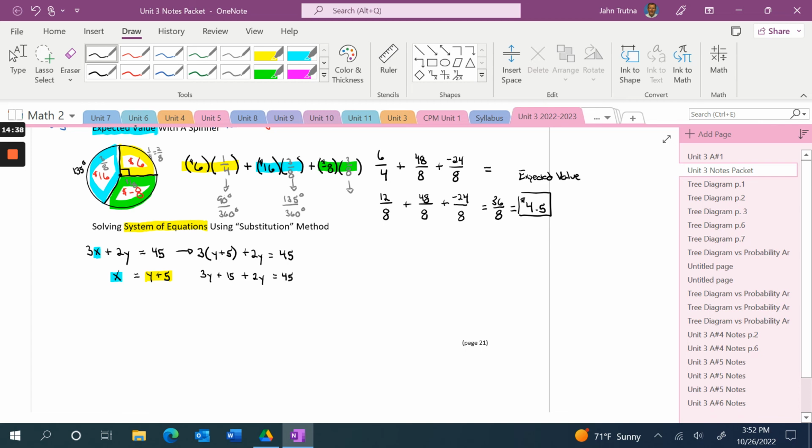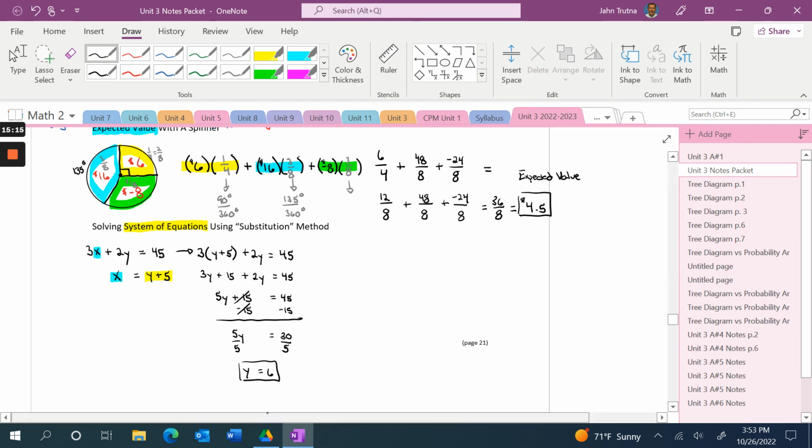My next step in solving this equation would be to combine the 3y with the 2y. That would give me 5y plus 15 is equal to 45. Then I'm going to subtract 15 from both sides of the equation. That would now give me my new equation after the 15s cancel out, which is 5y is equal to 30. And then I would divide both sides by 5. So I would get y is equal to 6. Okay? So that right there is half of my answer.